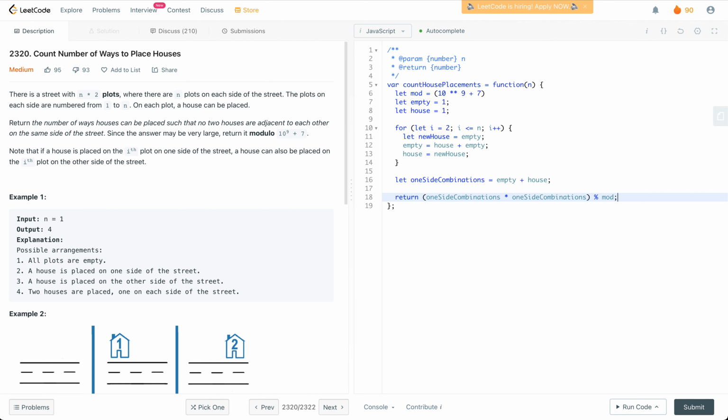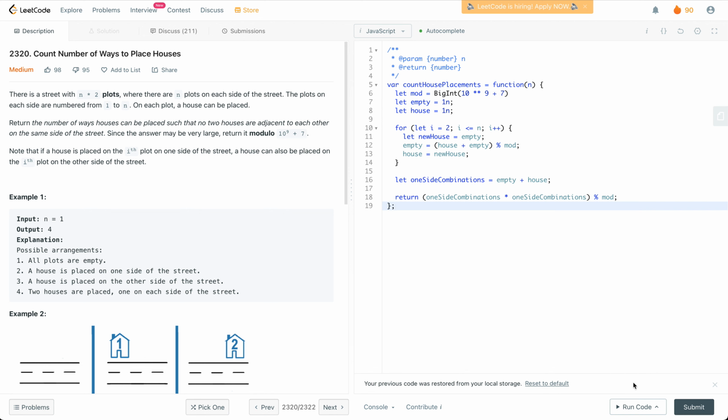But this number could be actually bigger than the integer length of JavaScript. So we want to convert this number into a big int, and this shouldn't be difficult. It is as easy as calling it a big int here. But we have converted this into a big int. We also need to convert empty and house, both of them, into a big int. So putting n at the end converts it into a big int, because all the calculations are going to happen between big integers only. So that should be it.